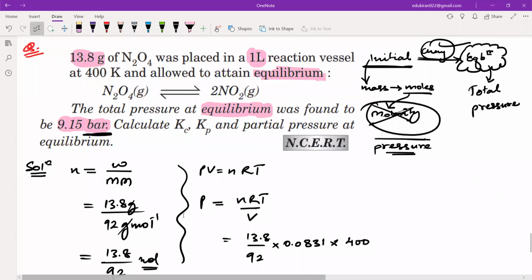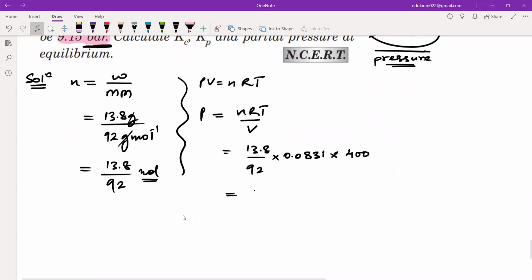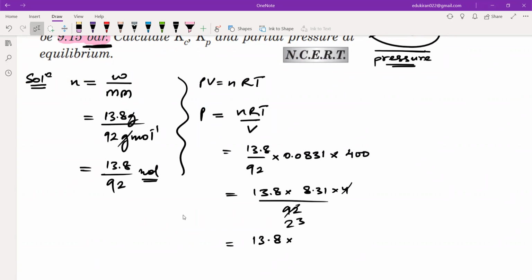So we'll get a pressure. 13.8 into 8.31 into 4 divided by 92. The 4 will cancel, I think. 4 times how much? 4 twos and 4 threes, right? So 13.8 into 8.31 divided by 23. I hope I am right. Nothing is wrong till here, right? Yes, sir, nothing is wrong. Okay, fine, so we have got the pressure.